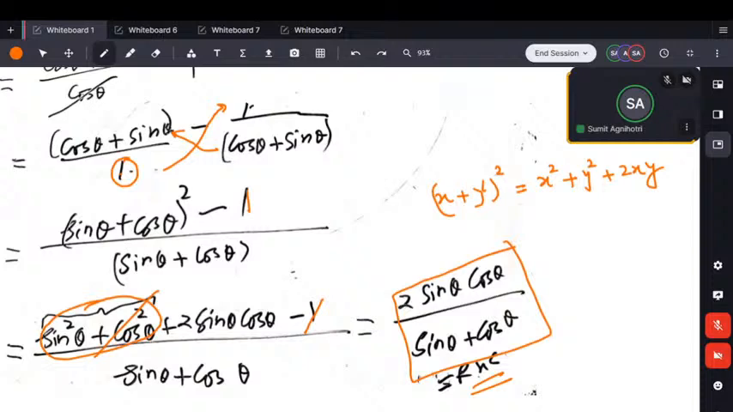Let me know if you have any doubt anywhere up to this. Are you okay up to this? Yeah, this is the most important question because it has utilized many of the concepts and many of the formulas.